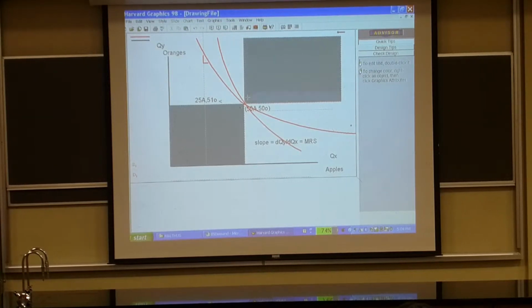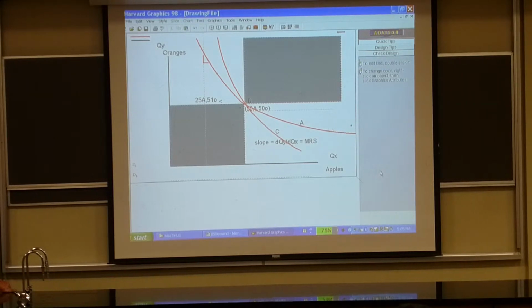I'm going to call this point B. I'm going to call this here point A, and I'm going to call this right here point C. Now, you're going to prove to me, using the axioms by contradiction, that if the indifference curves can intersect, there will be a contradiction in the relationship between A, B, and C.